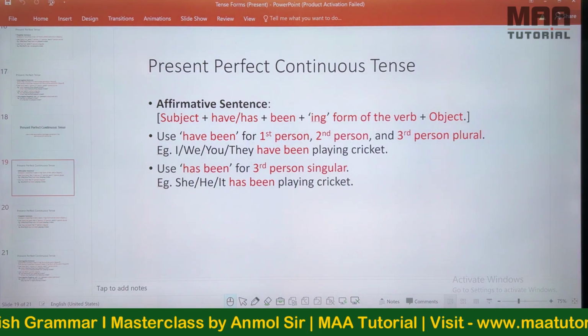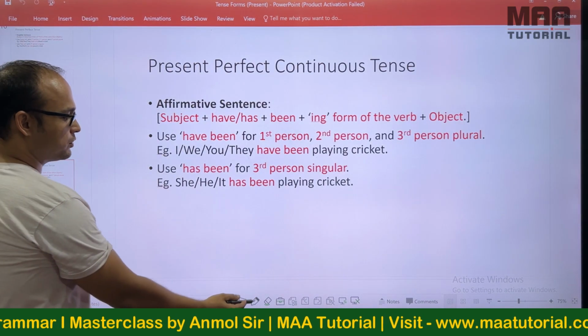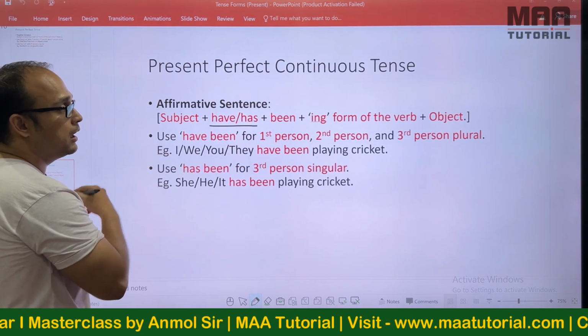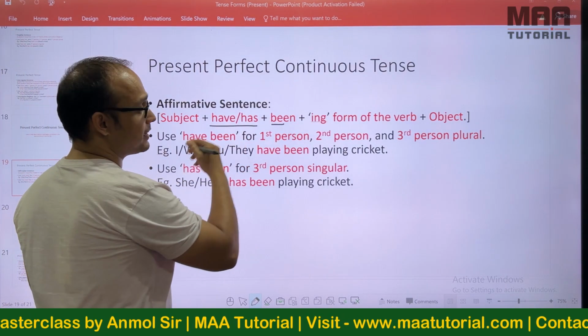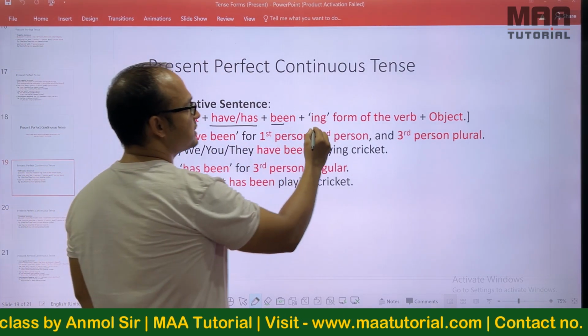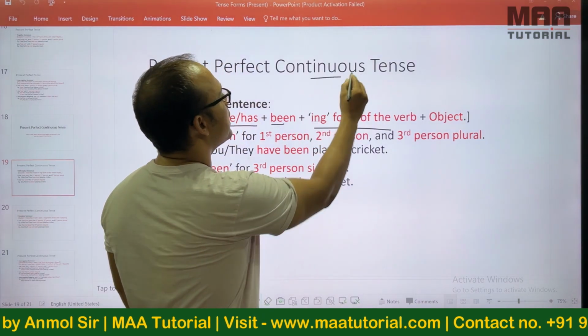The present perfect continuous tense, like the perfect tense, also has the has and have auxiliary with it, plus one more auxiliary, been. And as the perfect tense was using the third form, this is using the ing form, similar to the continuous tense.